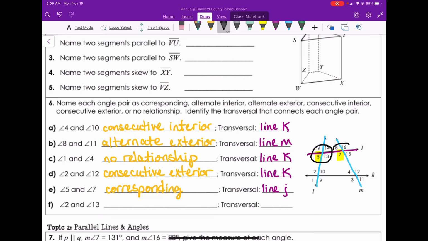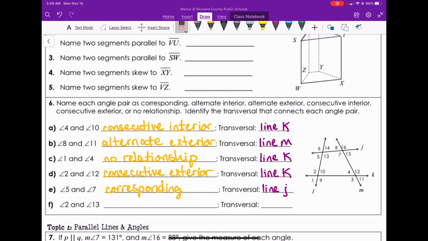Now, another way to do this, if we look at it like this, if I were to pick up one of those black circles and put it on top of the other black circle, angle 5 and angle 7 would be in the same spot. They're matching or corresponding, okay? So corresponding is another word for matching.